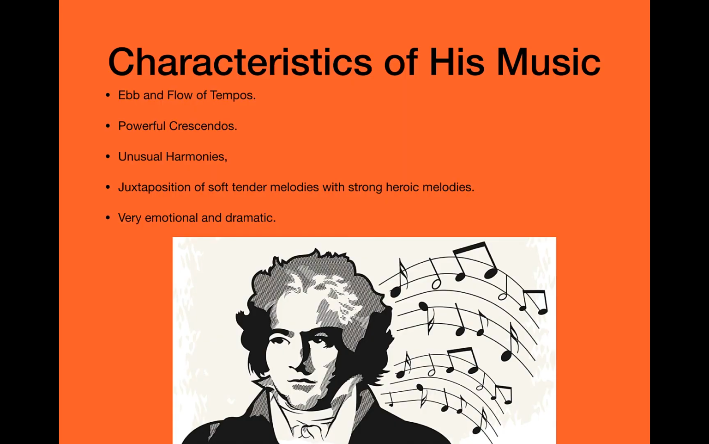Now, Beethoven's music, what are some characteristics? The music has an ebb and flow of tempos. The tempos are constantly changing, unlike the Classic era, where once the tempo started, it stayed in that tempo, which is why you didn't need a conductor for Mozart's music. The music has powerful crescendos, these unusual harmonies in the music. Beethoven loves putting soft, tender melodies right next to strong, heroic melodies. You'll hear that in the Fifth Symphony and the Pathetique Sonata, and his music was very emotional and dramatic.